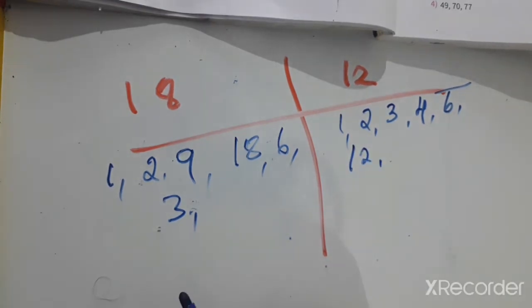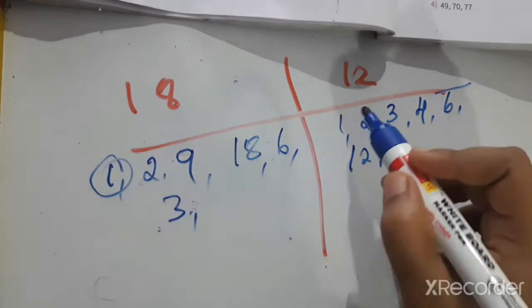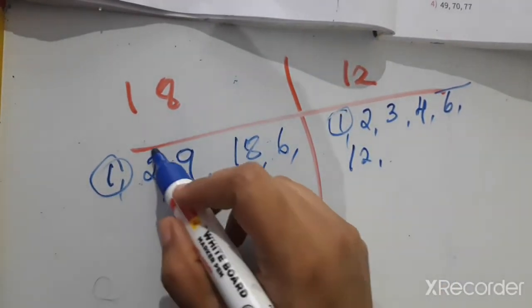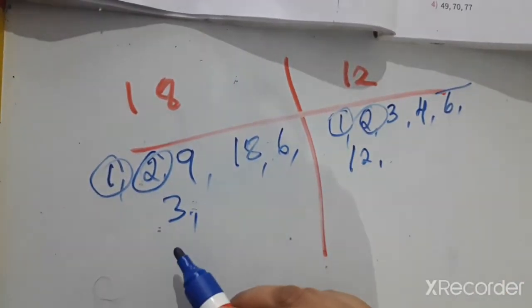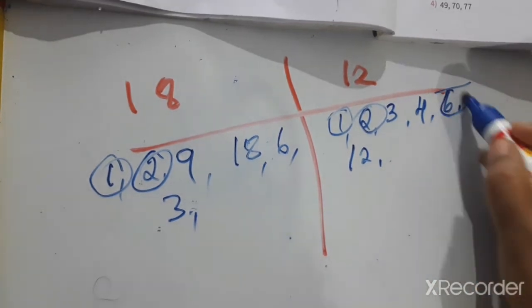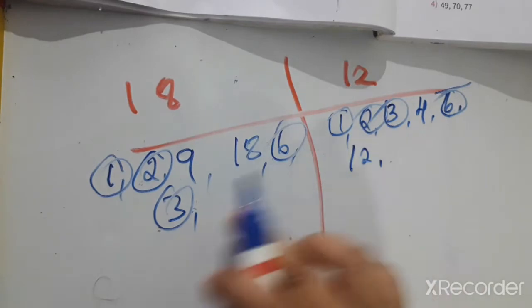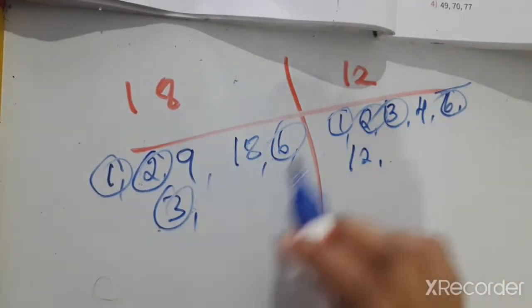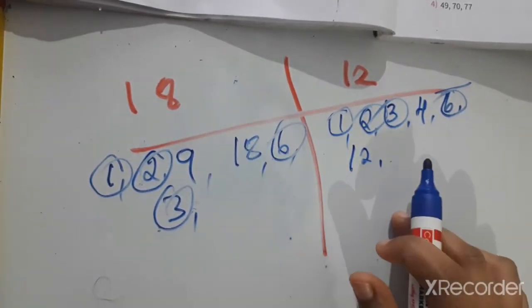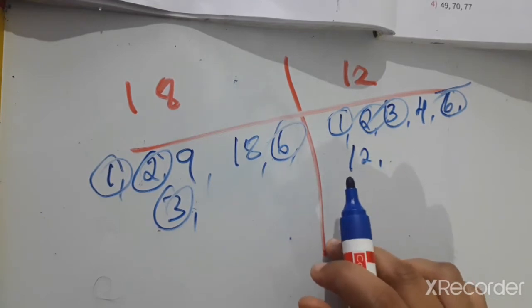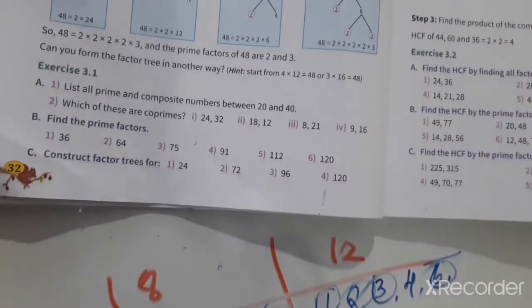Many factors are there. The common factors: 1 is here and also here, 2 is here and here also, then 6 and 3 are common factors. So many common factors are there after comparing the two numbers, so this is not a co-prime number. 18 and 12 are not co-prime numbers.